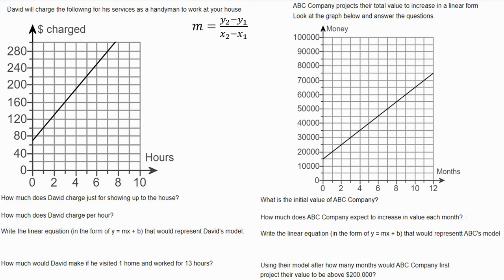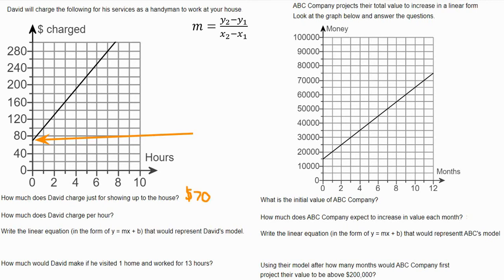So we're going to be looking at a couple of story problems involving a straight line, a graph. David will charge the following for his services as a handyman to work at your house. The first question is, how much does David charge just for showing up at your house? Well, this is the y-intercept. If you look at the graph, it looks like it's going to be 70. So at 0 hours, it looks like $70 to be charged.